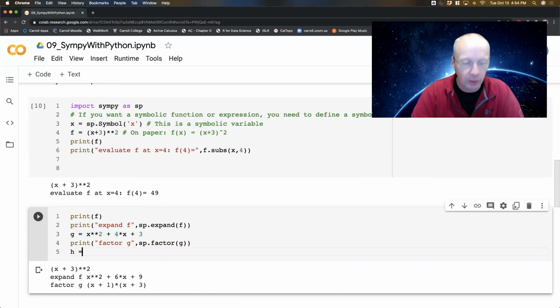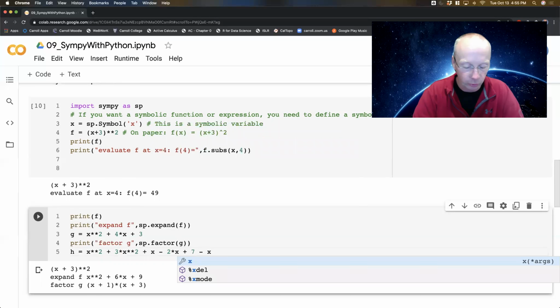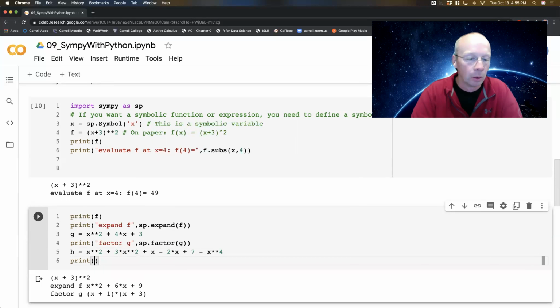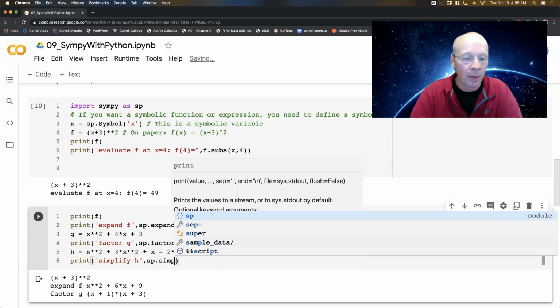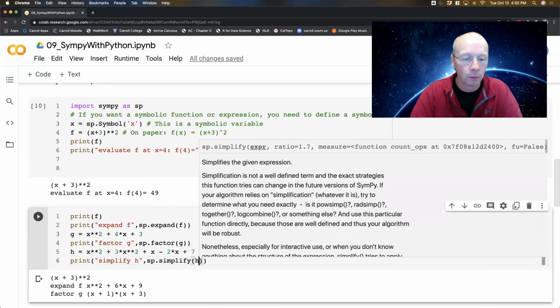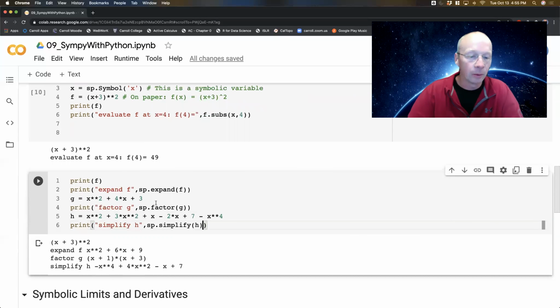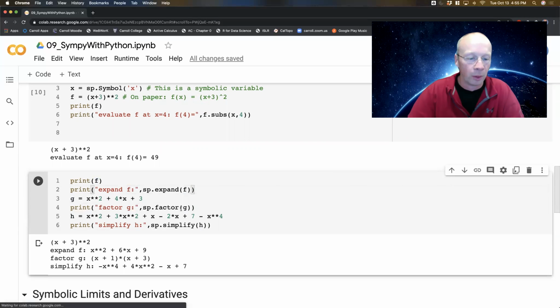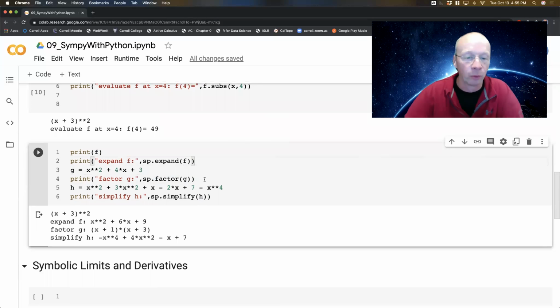Now you can also do, I'm going to say h is x to the second plus 3 times x to the second plus x minus 2 times x plus 7 minus x to the third, or to the fourth. So it's just some mess here. It has a simplify, so I can simplify that guy. Oops, I should put colons here so this is actually a little bit more readable. There we go. And it actually gathered all the like terms for me, and it actually put them in kind of rank order the way that we would expect.